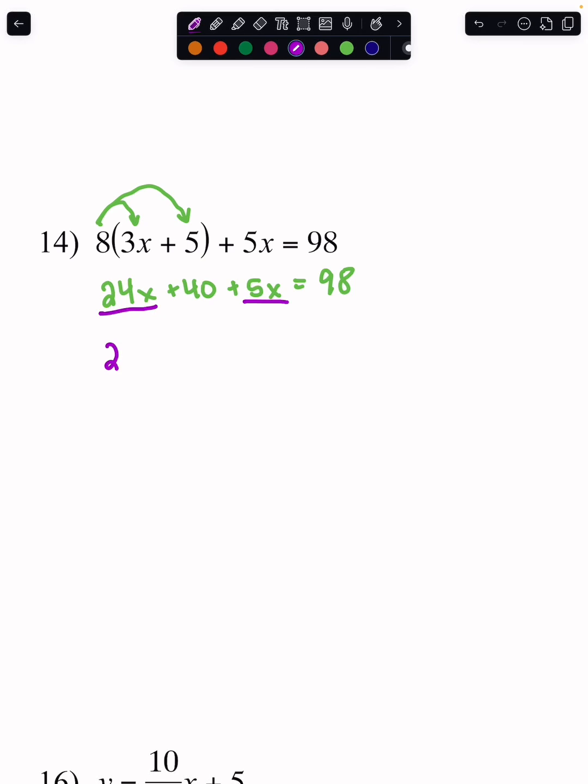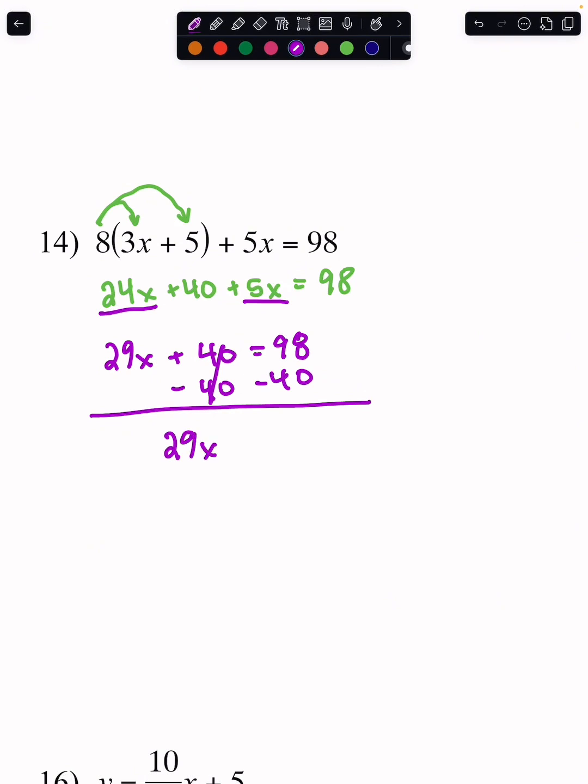When I subtract 40 from both sides, you end up with 29x equals 9 minus 4 is 5, 8 minus 0 is 8. Divide both sides by 29, and your x is going to equal 2. Okay? All right, we're going to keep moving right along.